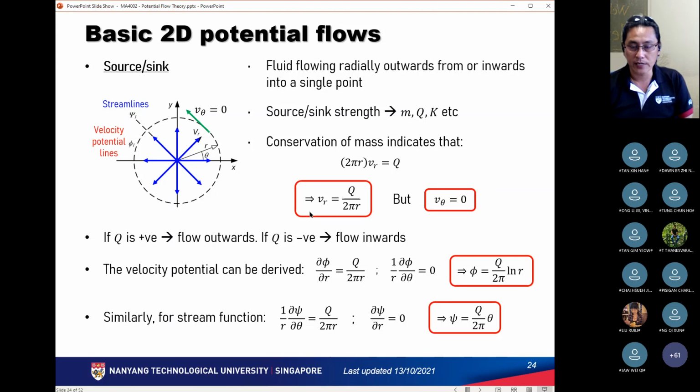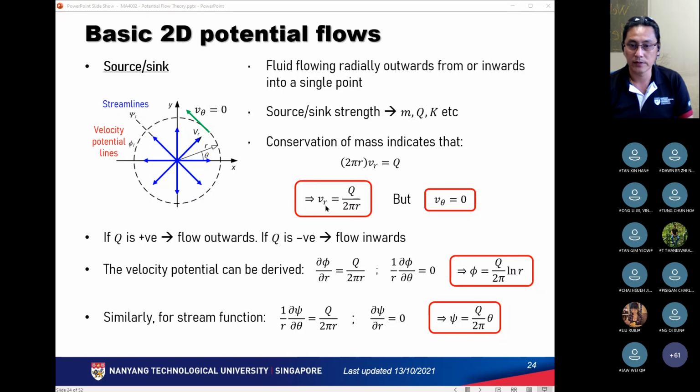Manipulating this expression a little bit, you get an expression for V_R, which is the radial velocity originating from this single point. V_R can be expressed as the strength of the source, Q, divided by 2 pi r. Always bear in mind the tangential velocity must always be equal to 0 for a source and a sink, because everything is radial only. Now the velocity potential, as well as the stream function, can be derived because we already know the velocity. We already know the expression for V_R, and we know that V theta equals 0.